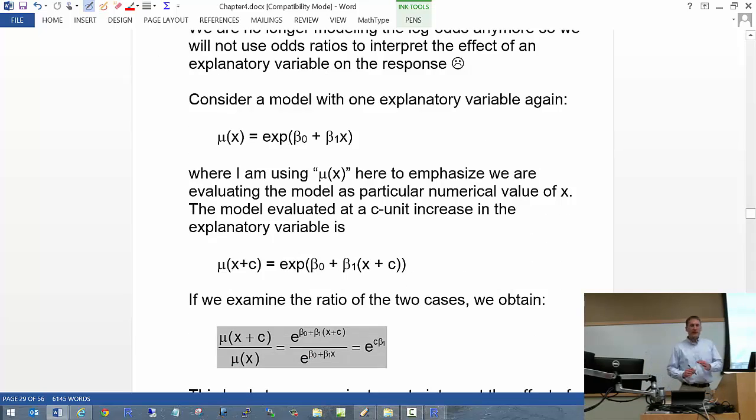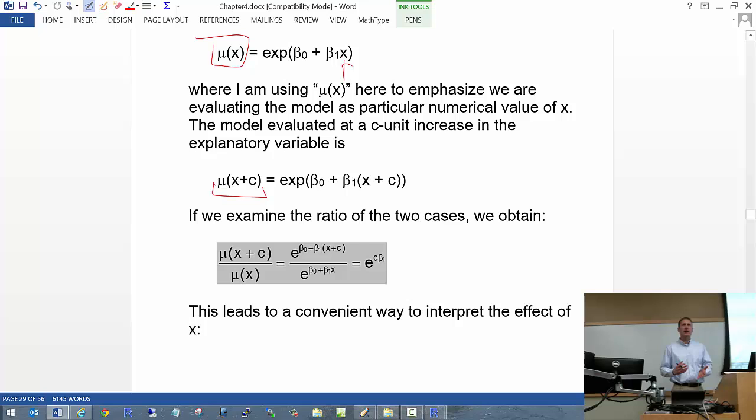So let's consider a model that has just one explanatory variable in it, x. For notation, I think this makes it easier for me to introduce stuff. Instead of just calling it mu, let's call it mu of x to emphasize that this is a function of x. Then like what we did in chapter 2, we were often looking at what happens if we increase x by c units. How about we do the same thing here with our Poisson regression model? So now we have mu of x plus c.